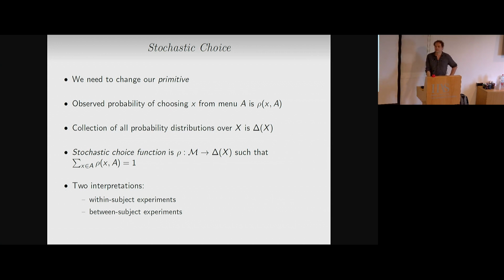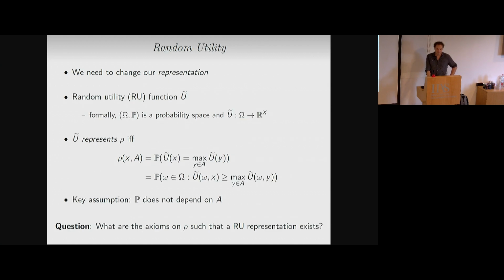Any other questions? Okay, so that was the primitive. Now what is the representation? The main representation that I'll be dealing with today is random utility representation. So there's some random utility function. You can think of it as a probability distribution over utility functions or over preferences. Mathematically, there's some probability space, and the utility function is a mapping from omega to utility functions.